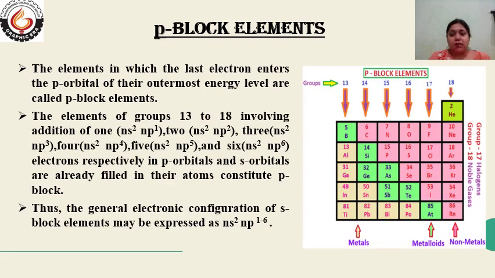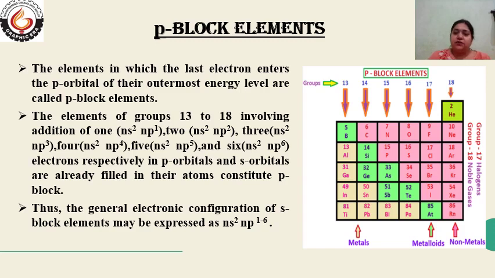Next is p block elements. The elements in which the last electron enters into the p orbital of their outermost energy level are called p block elements. Like in case of the 13, 14, 15, 16, 17 and 18th groups.